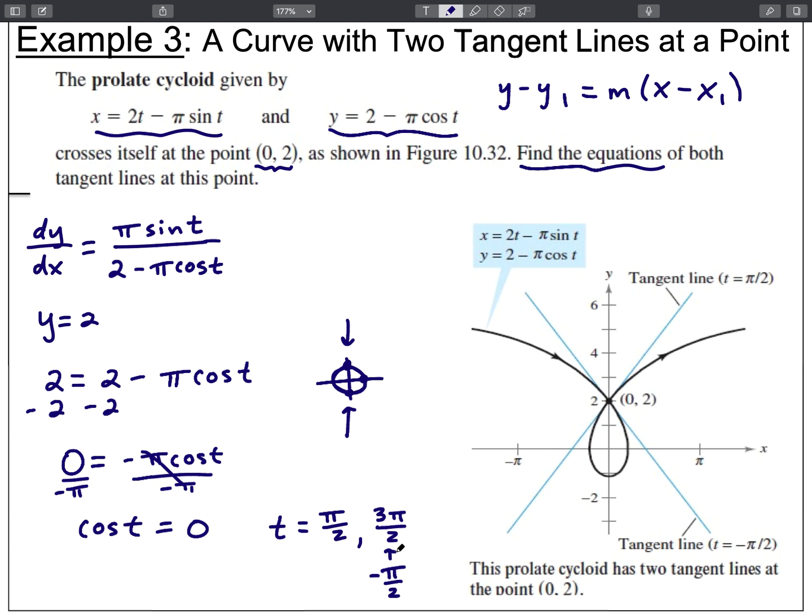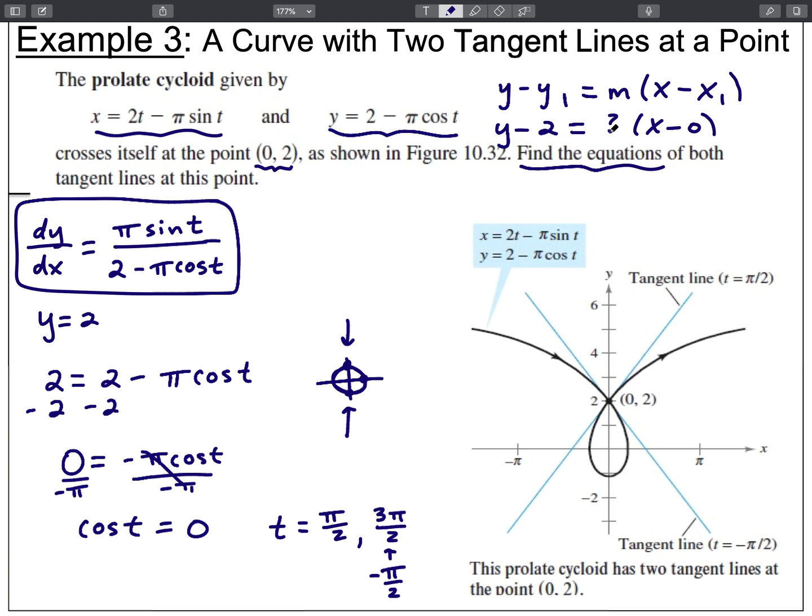So then if I know that these are my t values, all I would have to do is take these and plug them in and see what happens. If I plug them into dy dx, I should be able to say what the slopes are, and I should be able to write some equations. So that being said, let's take this derivative. I know that the point I'm going to be plugging in is going to be 0, 2. So for both of them, I should have something like y minus 2 is equal to the slope times x minus 0. We just need to find two equations as to what this slope is going to be, and we want to plug in pi over 2 and 3 pi over 2.